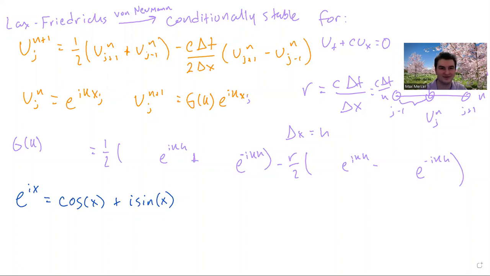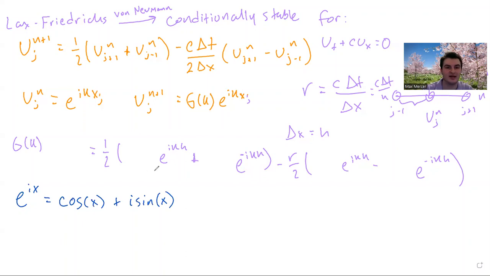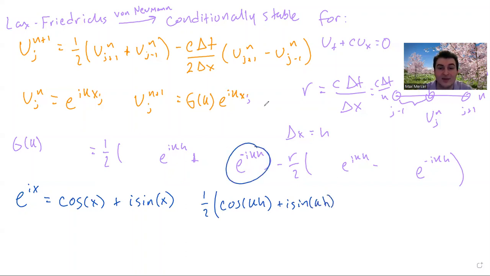Then what we'd like to do is use this idea where x is going to be kh. Right here, you'll notice that this is actually something nice, and we'll derive it together using this formula, but you could skip ahead if you already know where this is going. This right here is going to be 1/2 of e to the ikh will be cosine of kh plus I sine of kh. E to the minus ikh will be cosine kh minus I sine kh.